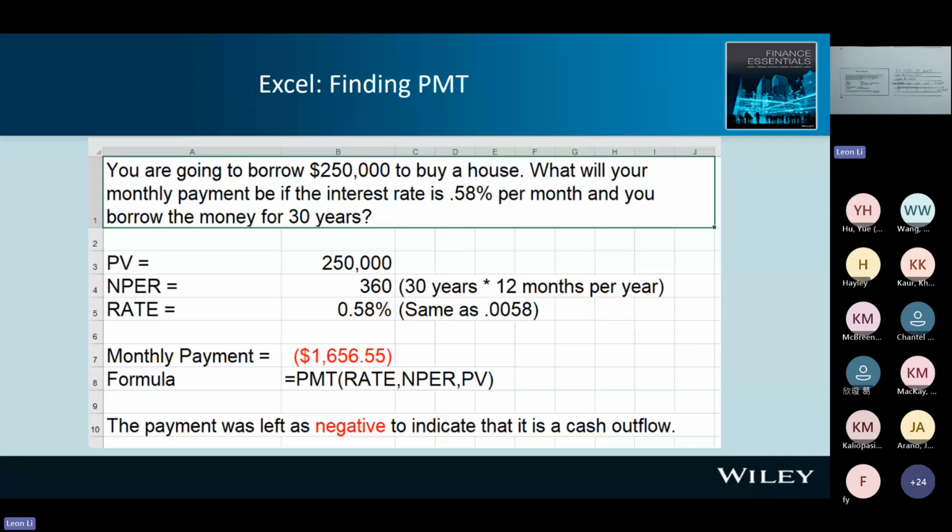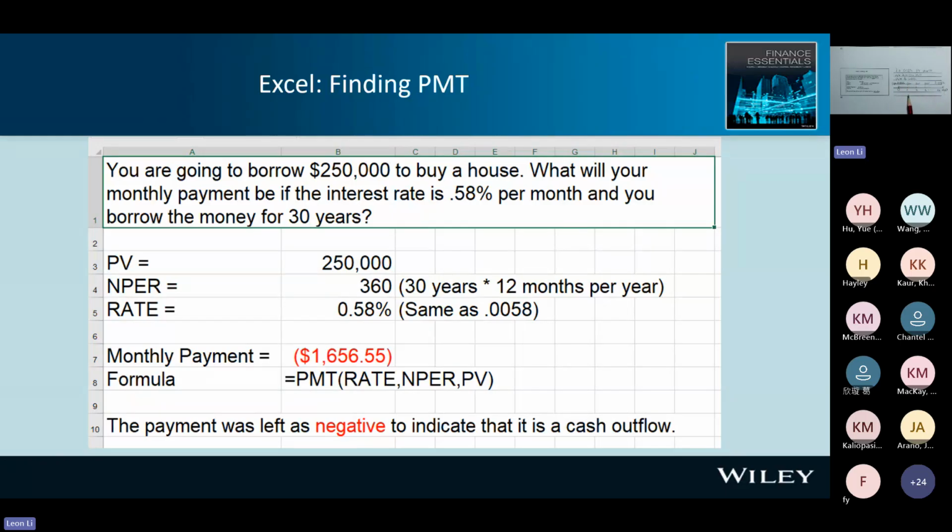But the number of periods, 30 years. So 30 years, our monthly payment, so the number of periods will be 30 times 12. This is 360. Right? Present value, you borrow $250,000 today.